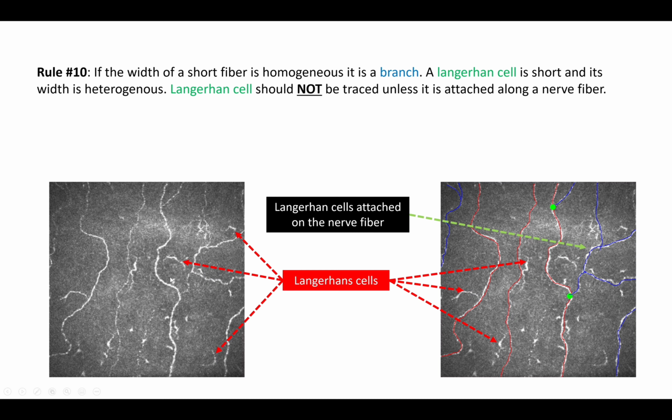So looking here in our example, that is a Langerhans cell. It comes in different shapes and forms. Some of them are short, some of them are long, and they look like branches. But the width is heterogeneous, it keeps changing from thin to thick.